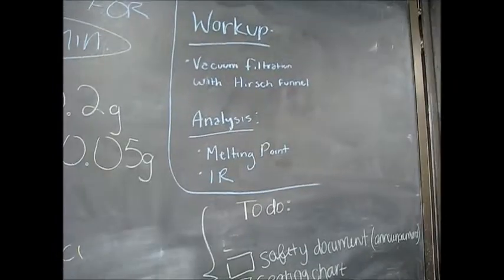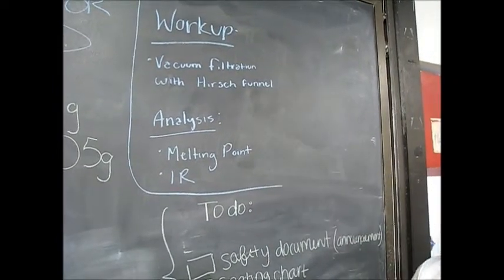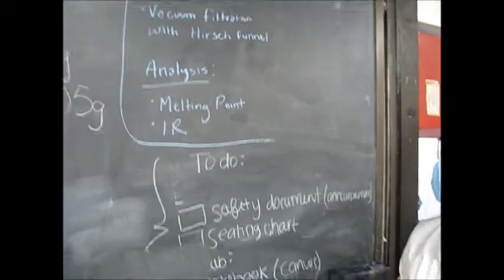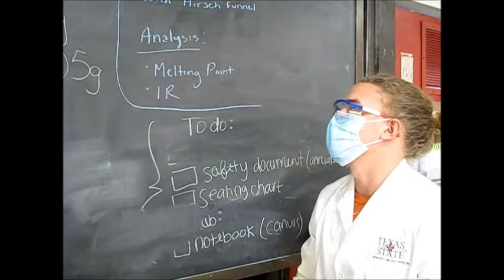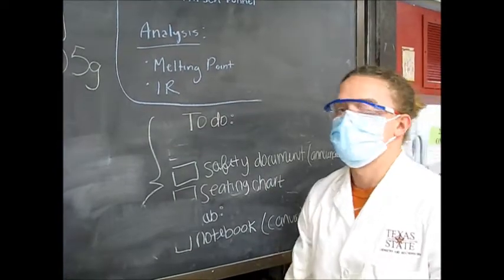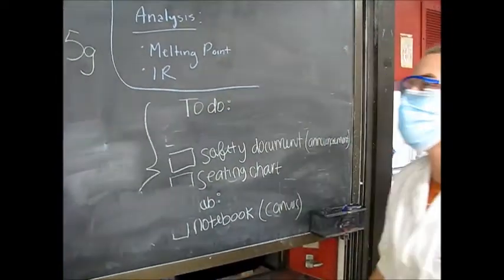To work up the reaction, you'll do a vacuum filtration with a little Hirsch funnel. You'll wash it with methanol. That's just to get out any remaining ethanol as your solvent. And then for your analysis, we'll do melting point and IR.